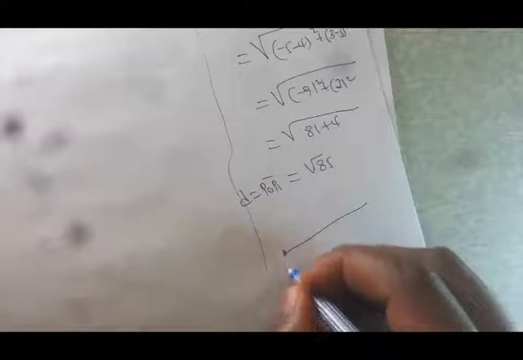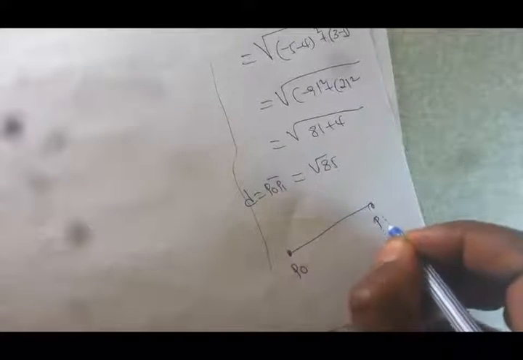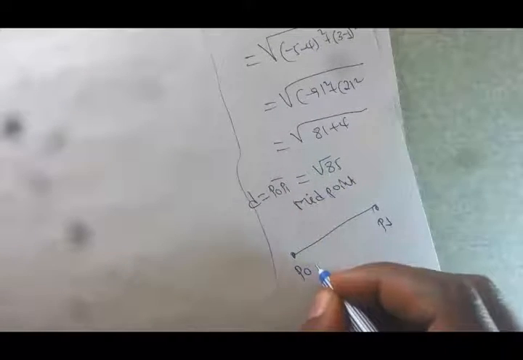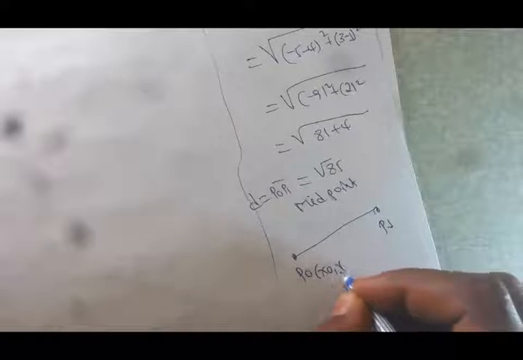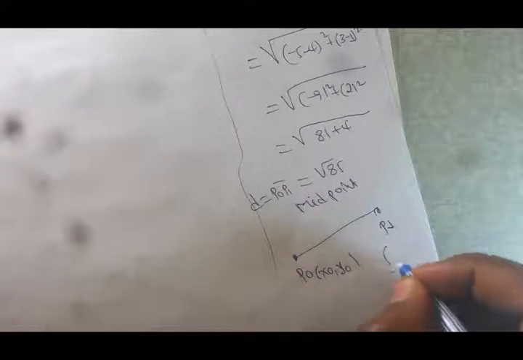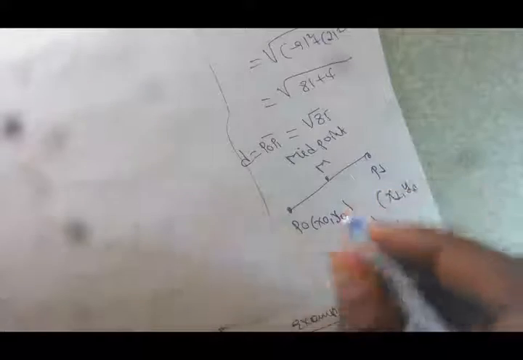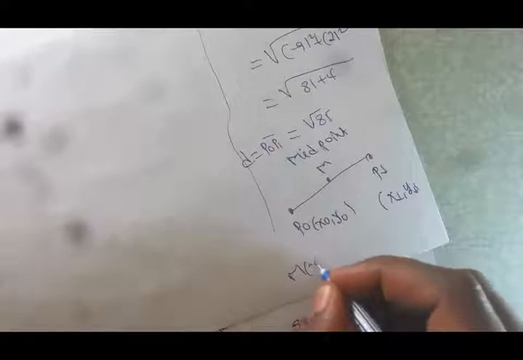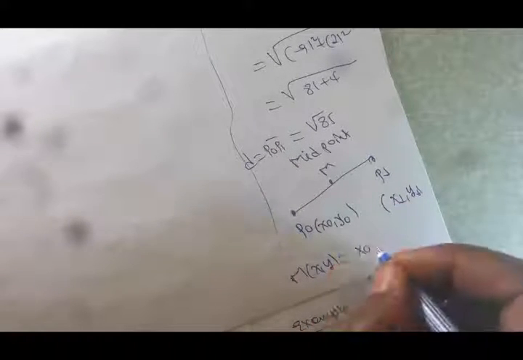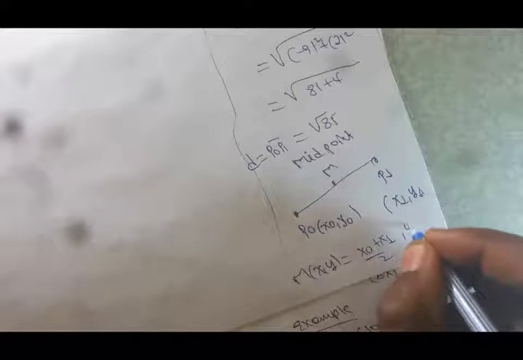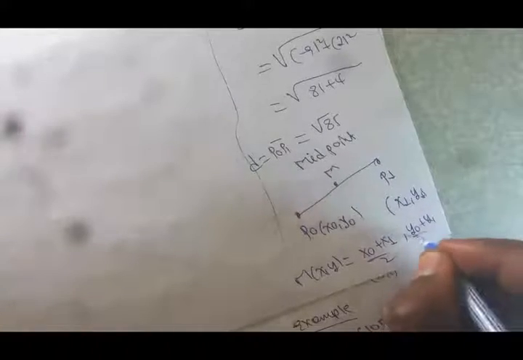And we are asked to find the midpoint between P0 and P1. Let's say P0 has coordinates X0, Y0, and P1 contains X1, Y1, and the midpoint is M. M in terms of X and Y is given by the value of X, found by taking the average between X0 plus X1 over 2, and Y0 plus Y1 over 2.